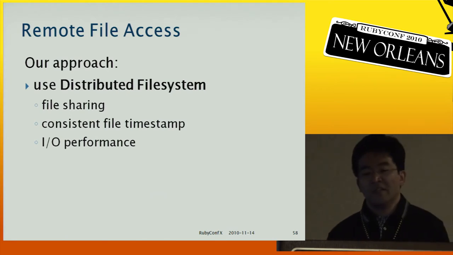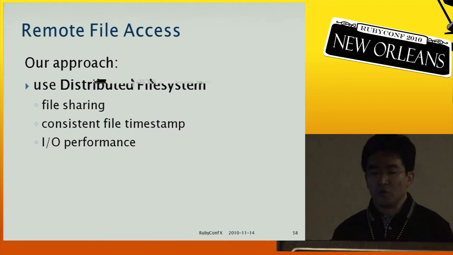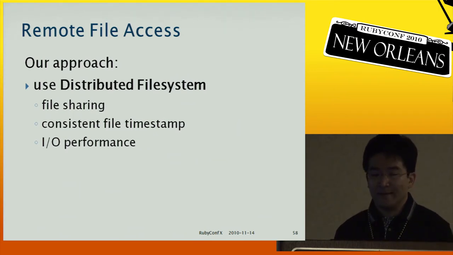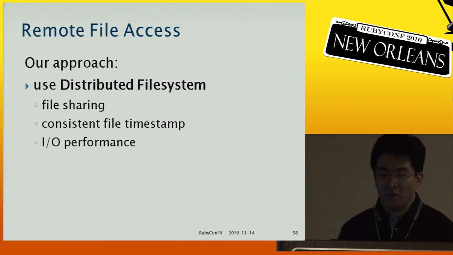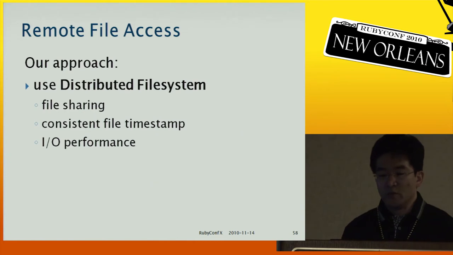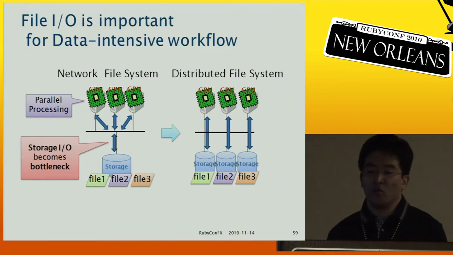But now, some of you may be curious about file access in distributed systems. Our approach is to use a distributed file system. Distributed file systems provide not only file sharing, but also consistent file timestamps, which is required for skipping tasks based on timestamps. Many distributed file systems also provide optimized I/O performance. I/O performance is important for data-intensive scientific workflows.